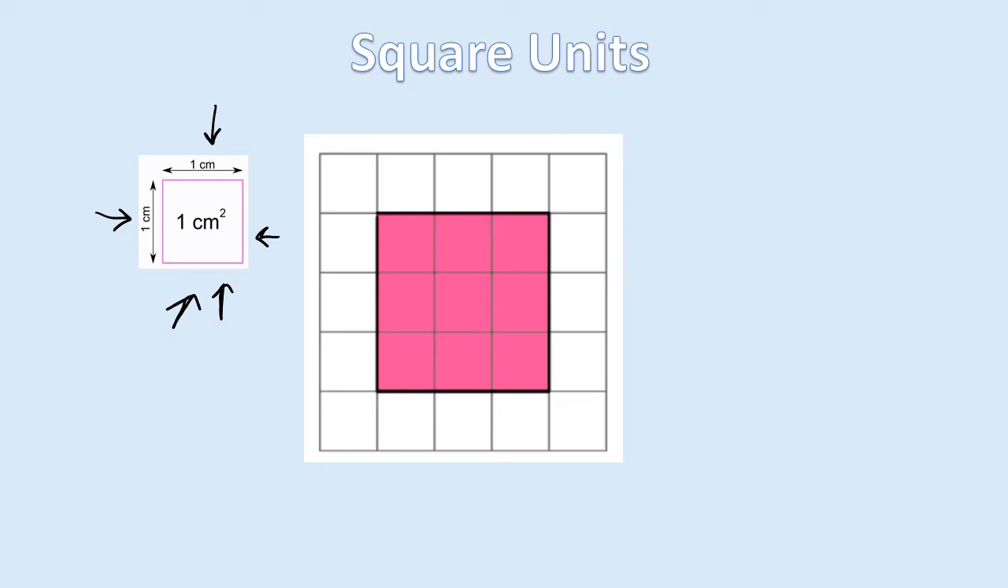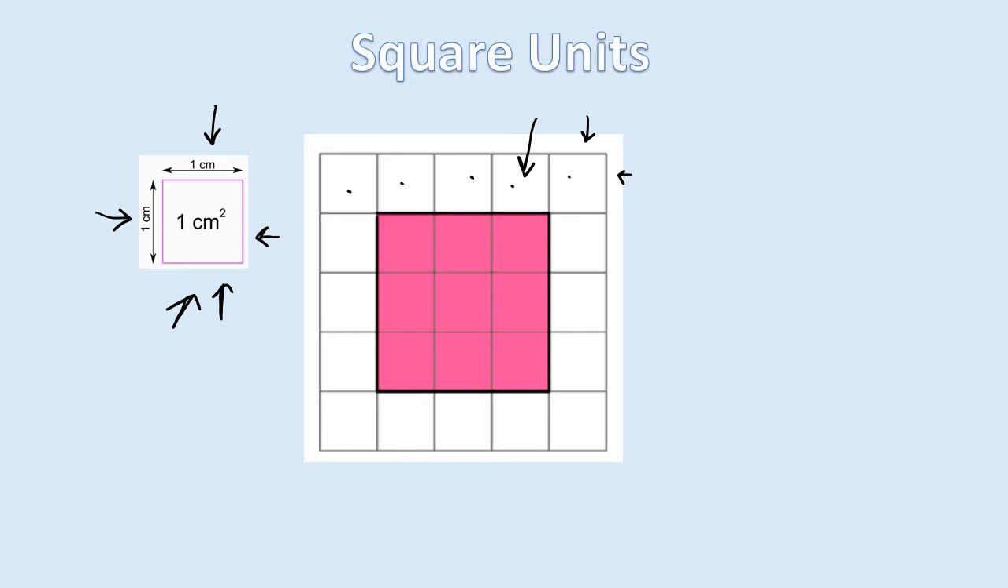Now you can see here that I have a 2D shape, this pink one right here, and it's on my grid paper. Now my grid paper has a whole lot of square centimeters. Each one of those squares there has a side of 1 centimeter all the way around. So it's as simple as counting how many square centimeters are inside my 2D shape to figure out its area.